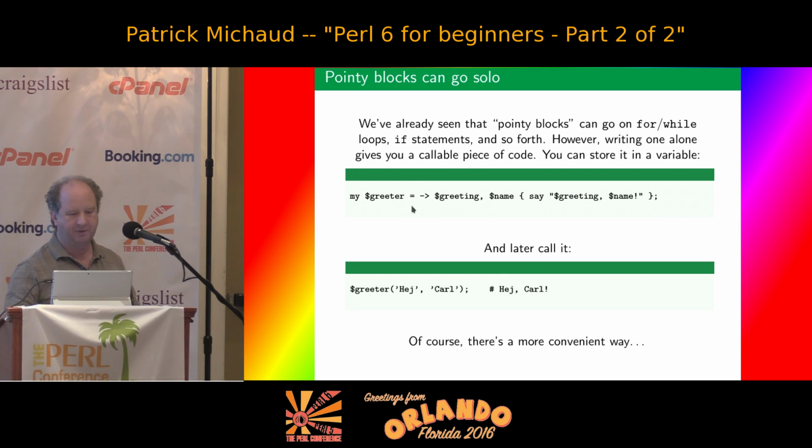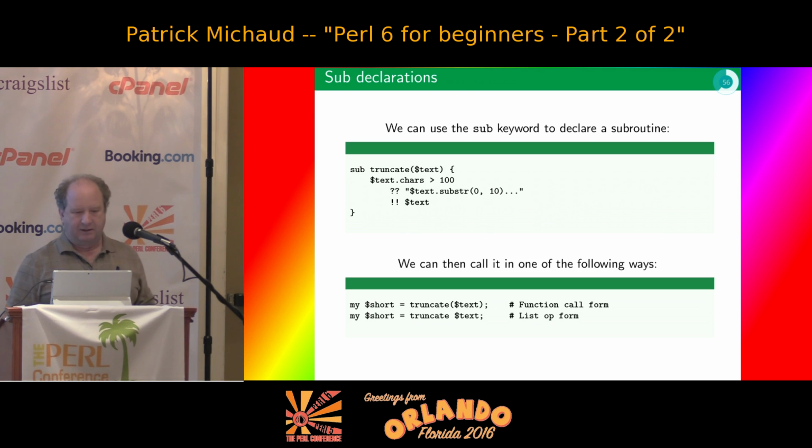So in this particular example, we have a scalar variable, and we're setting it to be equal to this pointy block. So that becomes something that we can call. And then later in our program, we can say $greeter, which is our pointy block, and we can use the parentheses, which means we want to invoke it. And we pass the arguments. In this case, the HEJ, which is probably some language that I don't know, goes into greeting, and Carl goes into name, and we end up saying the greeting, comma, and the name. So pointy blocks are like subs. They're not subs, but you can give them parameters. And so, of course, we can just do the same thing with subs.